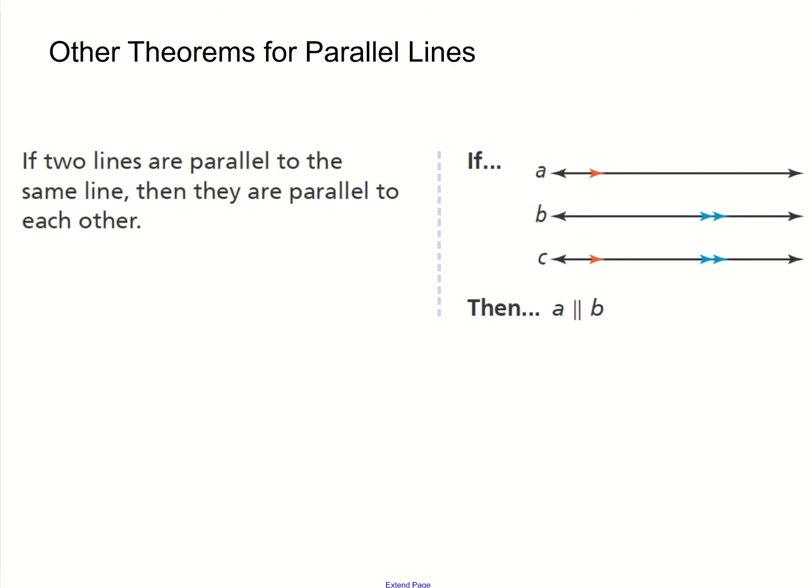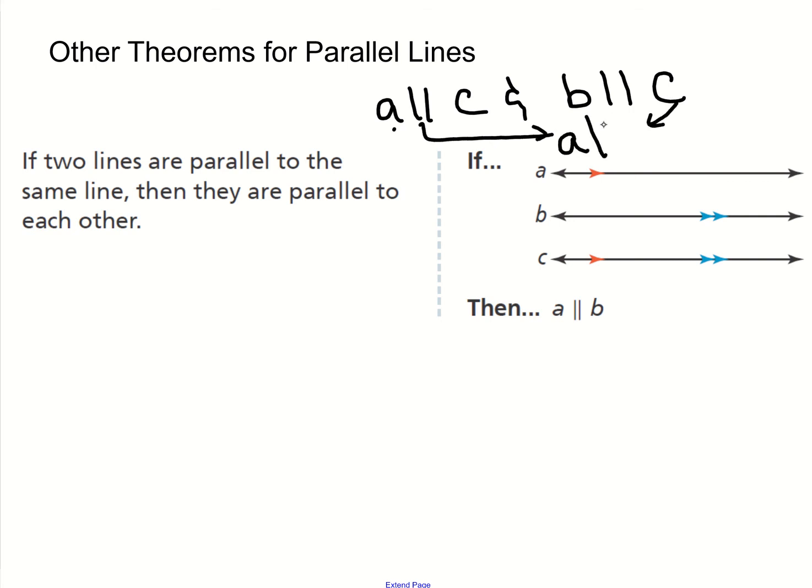So for example, if A is parallel to C and B is parallel to C, well then what does that mean about A and B? Logically, we can say that A is parallel to B. So if A is parallel to C and B is parallel to C, then A is parallel to B. That's sort of like a transitive property, but for parallel lines. So if 2 lines are parallel to the same line, they have to be parallel to each other.